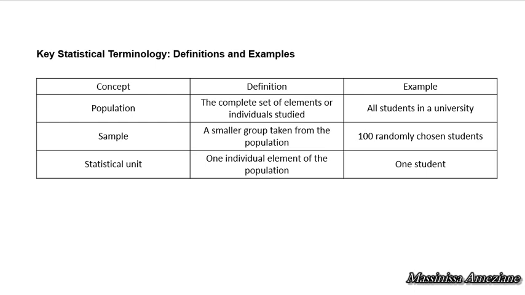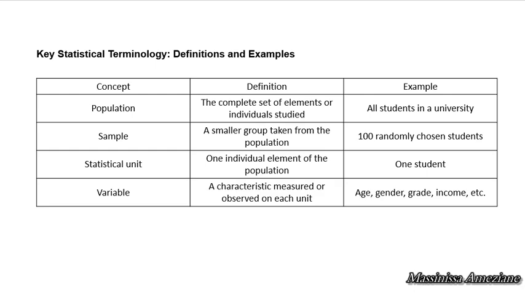The third concept is the statistical unit, which is a single element, one individual element of the population. Here, in this population, the unit is one student. Finally, we have the variable, which is the characteristic that is measured or observed on each unit. For example, age, gender, grade, income, etc., which means the characteristics that differ from one unit to another.